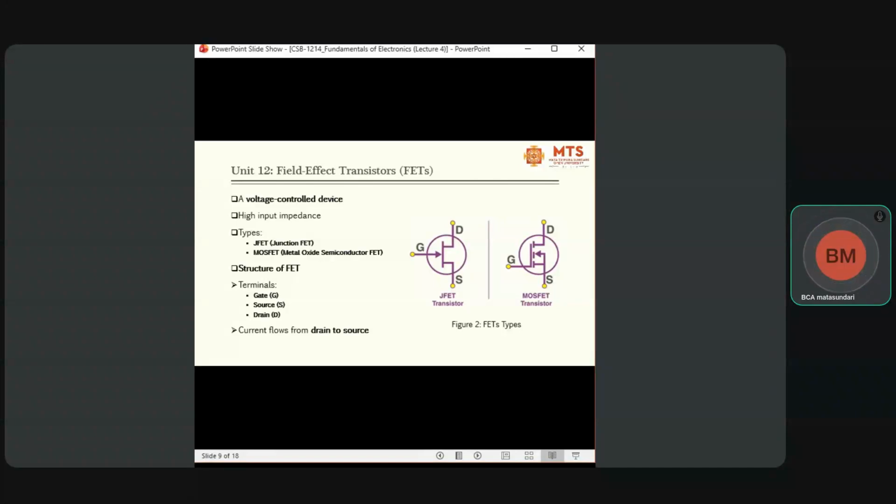In a JFET transistor, what happens? It has only one input, but here you see S is the input in MOSFET. The diagram is different. In JFET, junction FET, G will be the junction, so from the junction it will have the input. MOSFET is metal oxide semiconductor, so what happens is it will take input from the source.